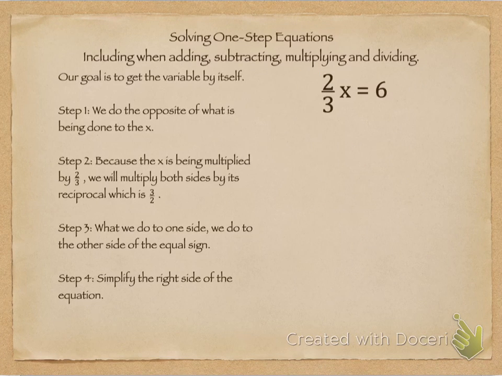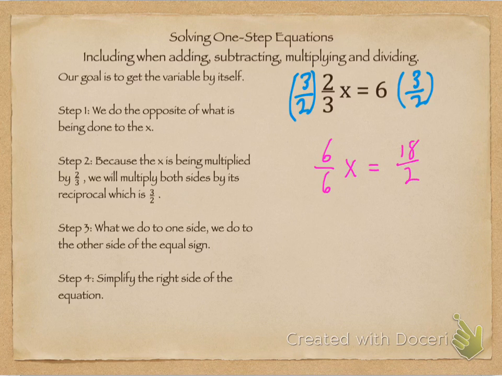Let's look at another. Here we have 2/3 x equals 6. We're going to multiply by the reciprocal, which is 3 over 2. When we simplify, we get 6 over 6x equals 18 over 2. We then can simplify 6 over 6 to becoming 1, or just x, and then 18 divided by 2 gives us 9.